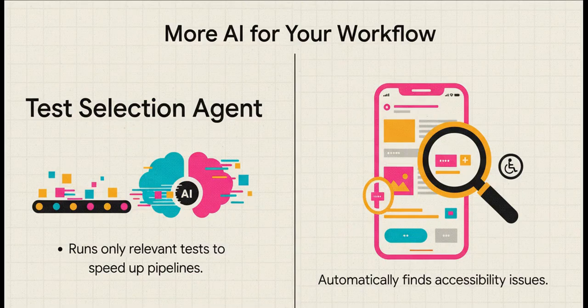And it just keeps going. There are a couple more really smart agents here. One is a test selection agent that intelligently figures out which tests are actually relevant to your latest code change, so you don't have to run everything all the time. Speeds things up a ton.